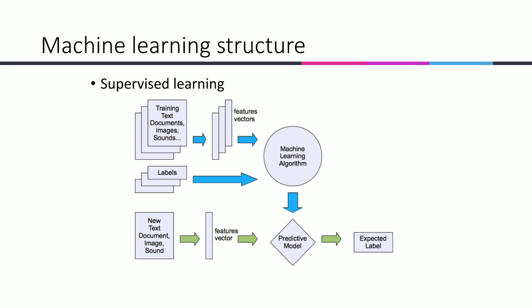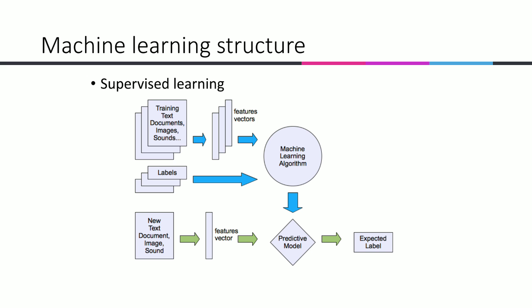Machine learning structure. In supervised learning, initially we have a data set, which is the training data: documents, images and sounds. From that data we can extract the features, and along with the extracted features, labels are also provided. This is given to the machine learning algorithm. The machine learning algorithm is performed on the training data set, which is the training phase, and that forms the predictive model.